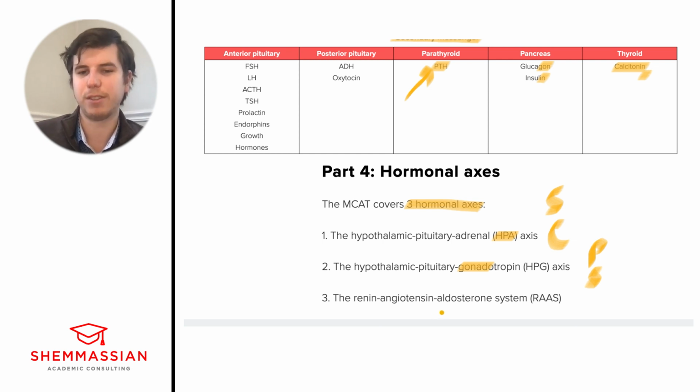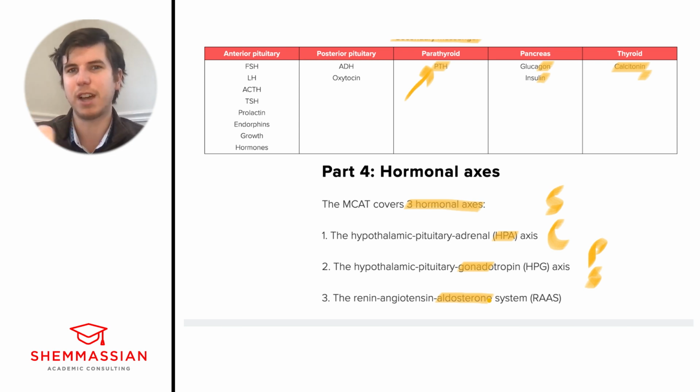Angiotensin 2 will help us release aldosterone, which is going to be our main hormonal regulator of our filtration within our kidneys. And it's going to happen in two different places, the last two places: the distal convoluted tubule, called the DCT, and the collecting duct, called the CD. So that's going to be the RAAS.